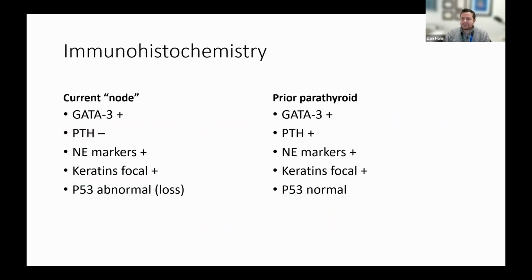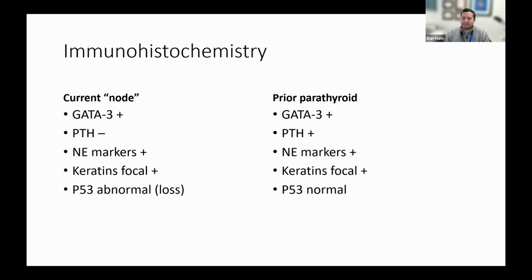The immunohistochemistry is quite similar because GATA3, neuroendocrine markers, and keratins are focal. But parathyroid hormone loss, which was expected clinically because there was no elevation in parathyroid hormone, and P53 staining being different, those two differences are a little soft because we may already be expecting it to be dedifferentiated, although that's a very rare occurrence. And the P53 is a little soft because it is abnormal, but we did have loss.